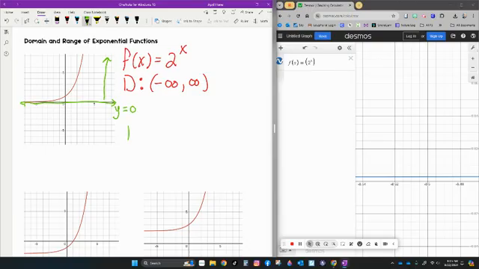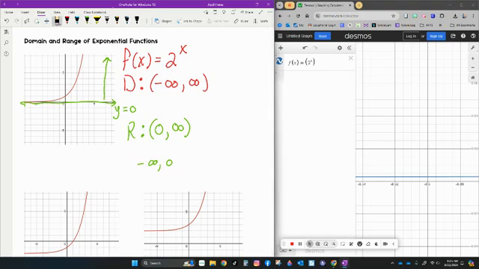So for our range, because we have that asymptote, we're going to say parenthesis 0, comma, and then because it's above our x-axis, it goes to positive infinity. Now, what if it was upside down? If it was upside down, it would be the reverse. You would have negative infinity and then 0 because it's in that negative area.